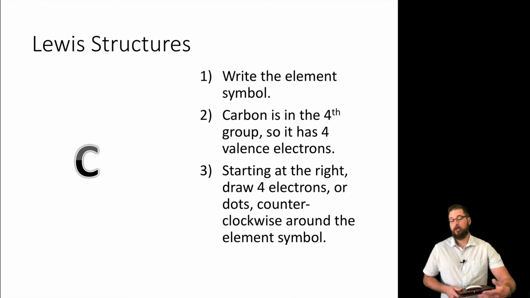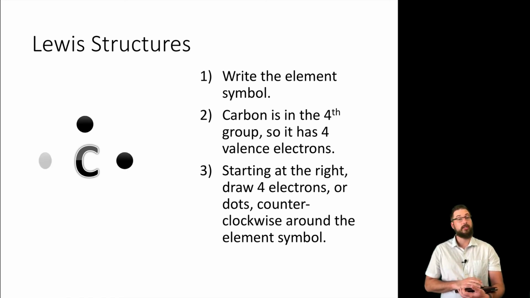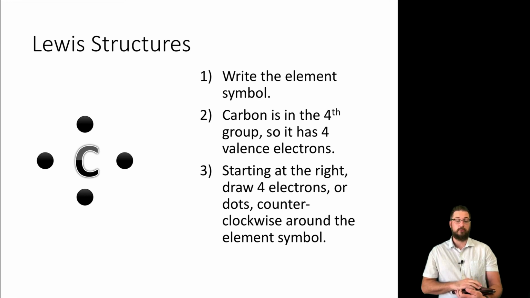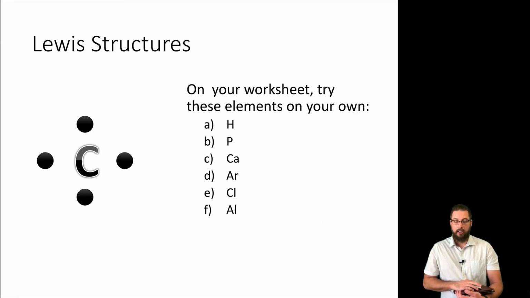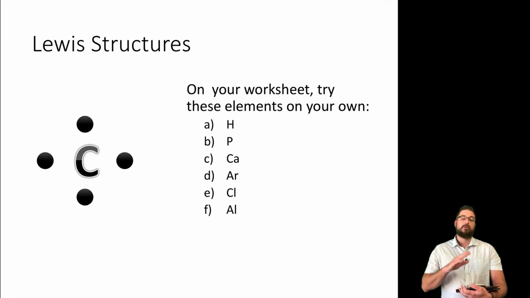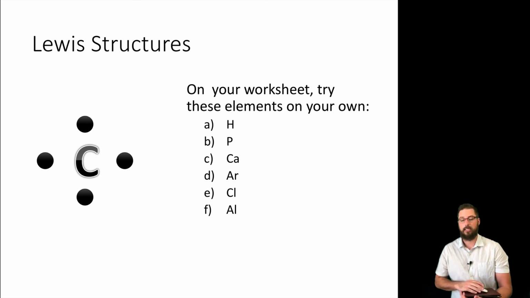Let's take a look at carbon. Carbon is in the 4th group, so it has 4 valence electrons. When you add the valence electrons, you go 1, 2, 3, 4, and that is the Lewis dot structure for carbon. Now, pause the video, write these elements down, and figure out the Lewis dot structure for them, and then I'm going to go through all of those elements.